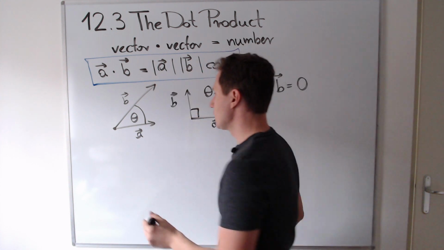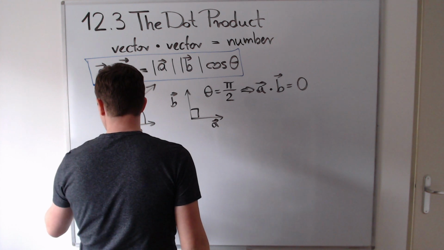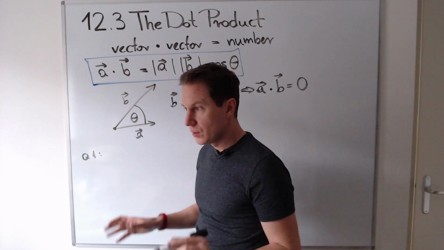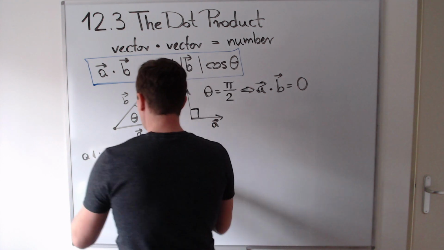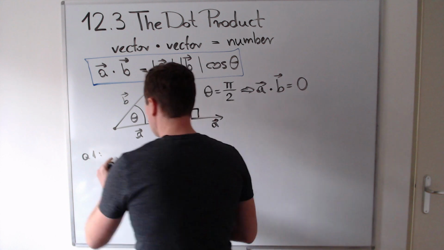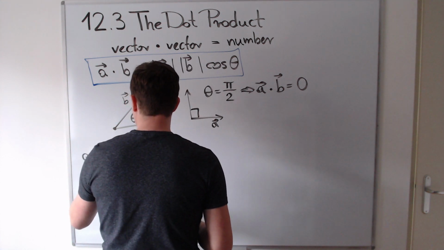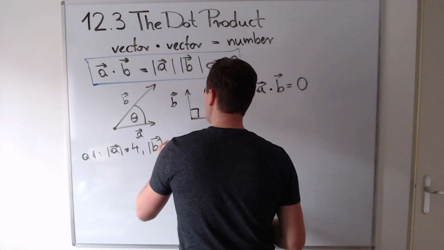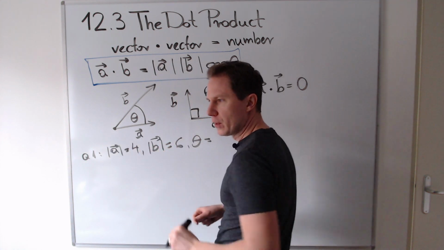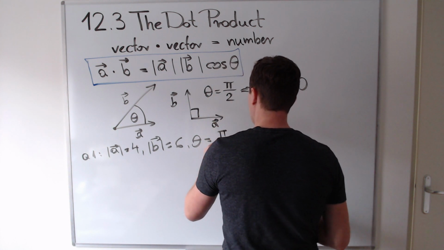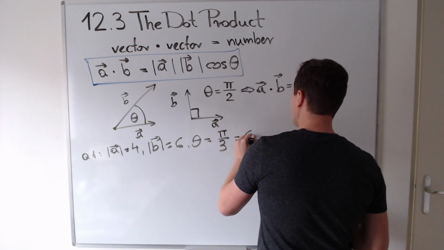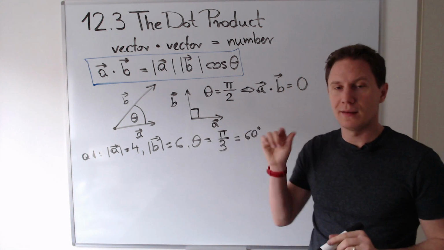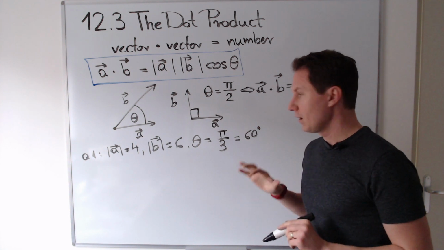Now, let's just look at a question. Question 1 that I would like you to answer is, what if my two vectors a and b have length 4 and 6 respectively, and the angle between them is pi over 3 radians, so that's 60 degrees. So what's the dot product? Pause the video and input your answer in the box below. I hope you paused it.